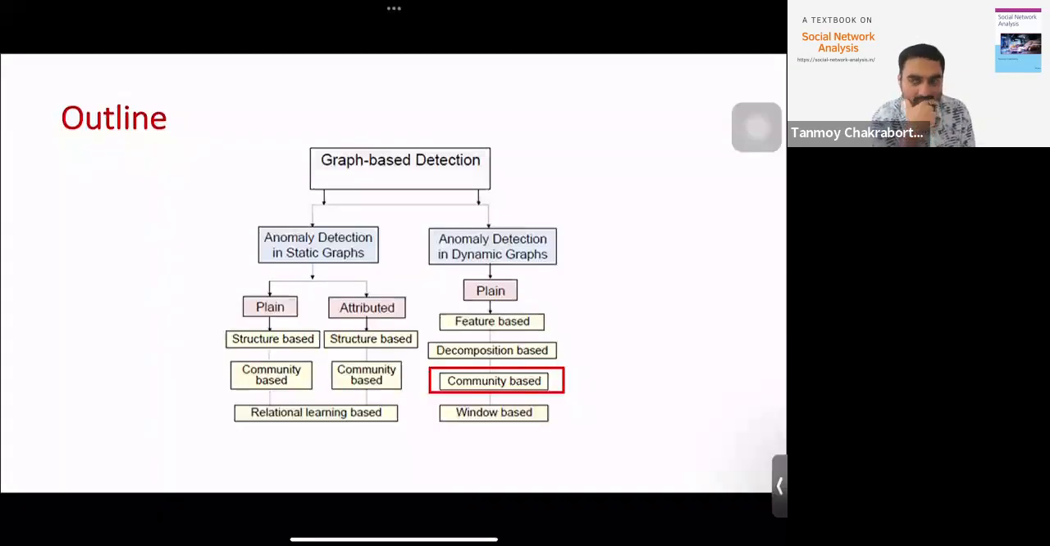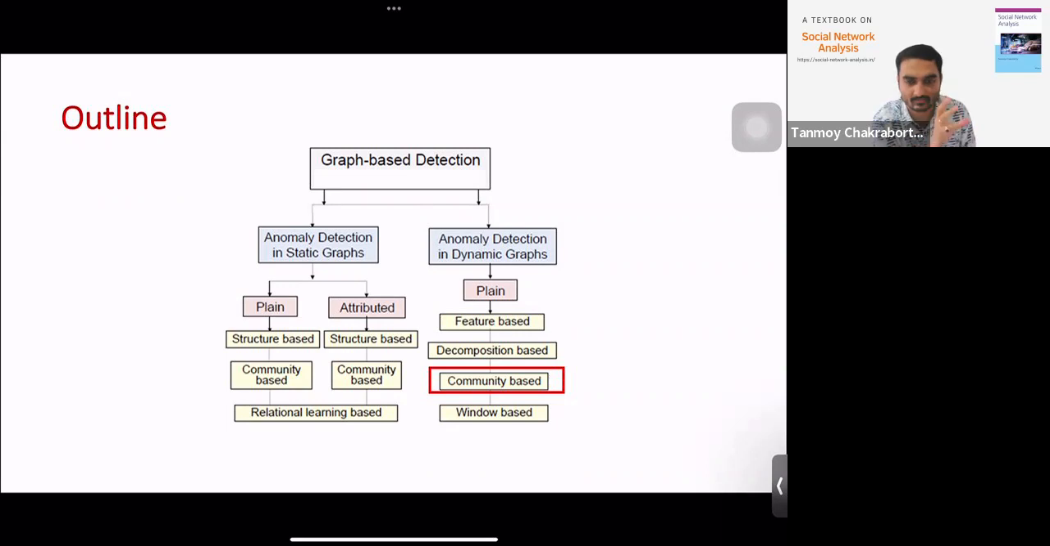So now we will discuss the next algorithm, which is again on dynamic graphs, but here community based. I think you remember in the last lecture we discussed how we can detect anomaly and community at the same time from a static network, and we identified anomalous nodes with respect to a particular community, but in an attributed network setting. Here we assume that the graph is non-attributed, and the graph is dynamic, changing over time. You have different timestamps.